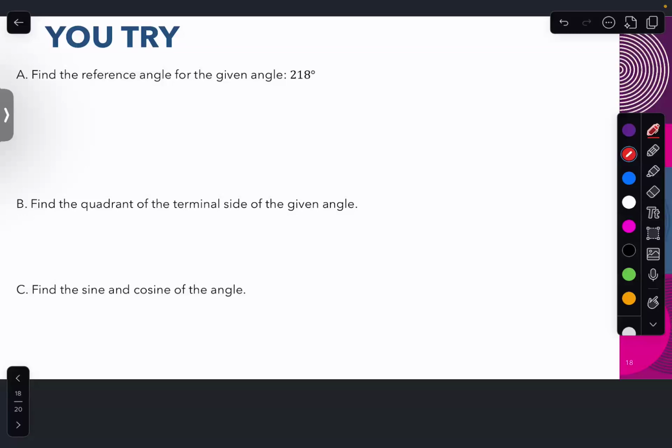Okay, I'm giving you guys one to try, and I want to change this from 218 to, I believe, 315. So you can pause here and try this on your own. Otherwise, I'm going to work this out.